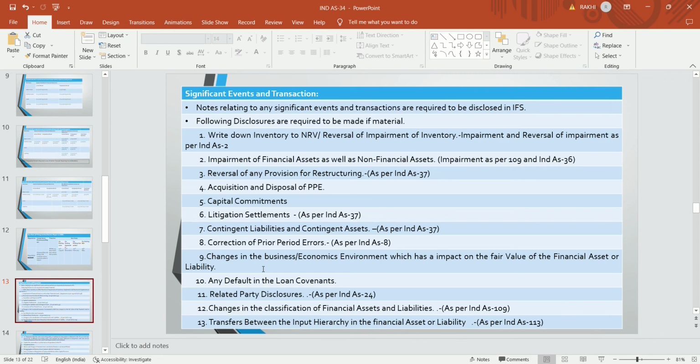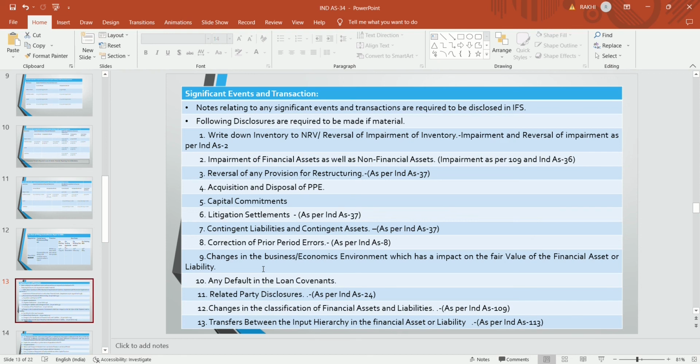Impairment of financial assets as well as non-financial assets. This is as per Ind AS 109 and Ind AS 36. If there is any impairment on financial assets like equities, debentures, preferentials, or non-financial assets like trade receivables, investment in equities, investment in debentures, then it will be reported, and if that impairment is significant, important or material, then it is required to be reported or disclosed. Otherwise, if not significant, then it is not required to be disclosed.